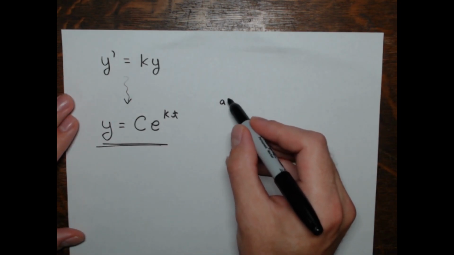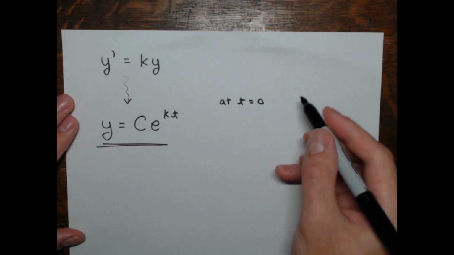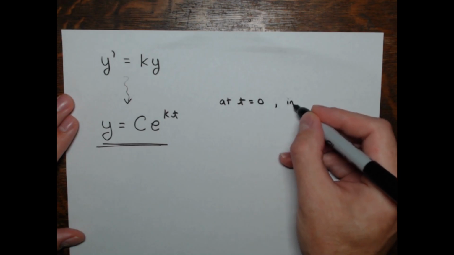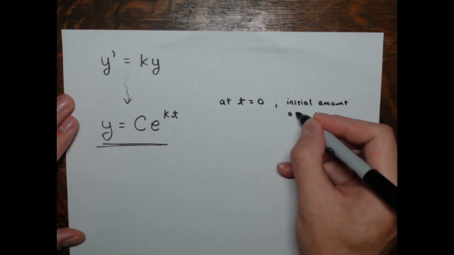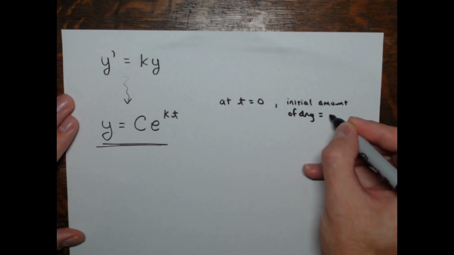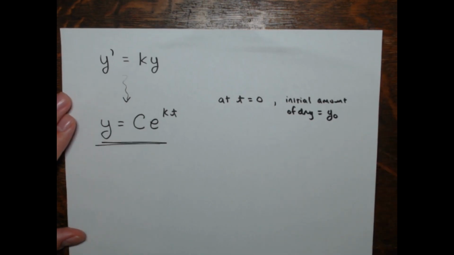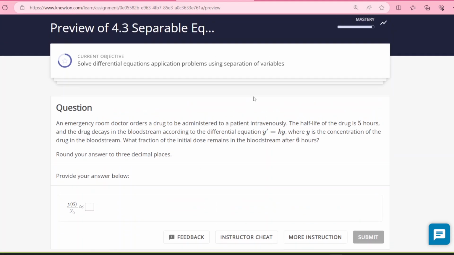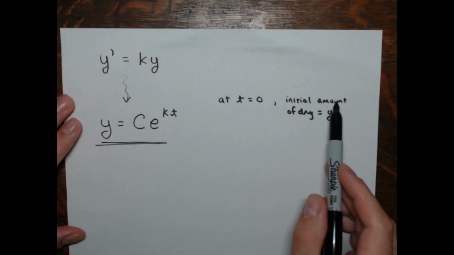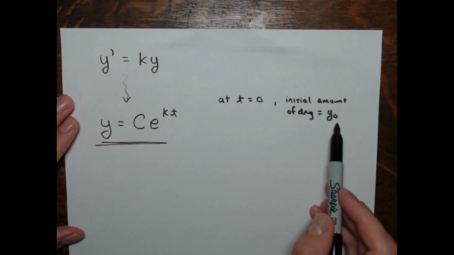Now, at 0 minutes, we're going to call that the initial time, the initial amount of the drug. We're going to call this y sub 0. The reason I'm doing that is because if you look at the way they're entering the answer here, they have y of 6 divided by, see this y sub 0? That's what fraction of the initial dose. So the y sub 0 here in the denominator, that's the initial amount, the initial dose.